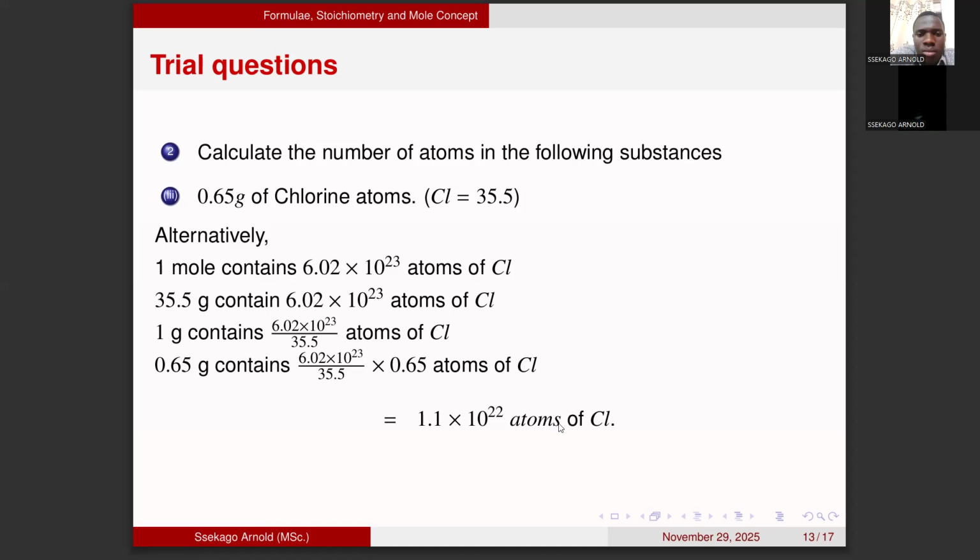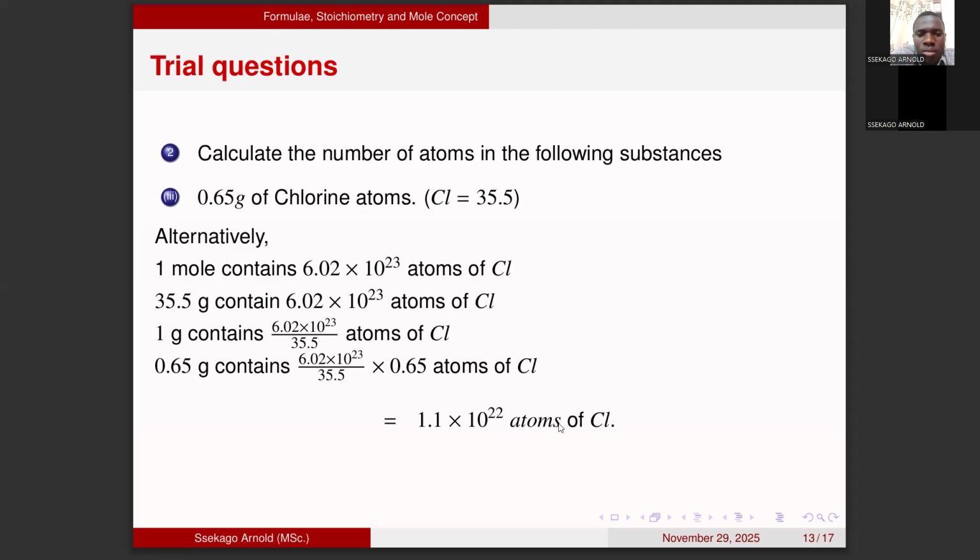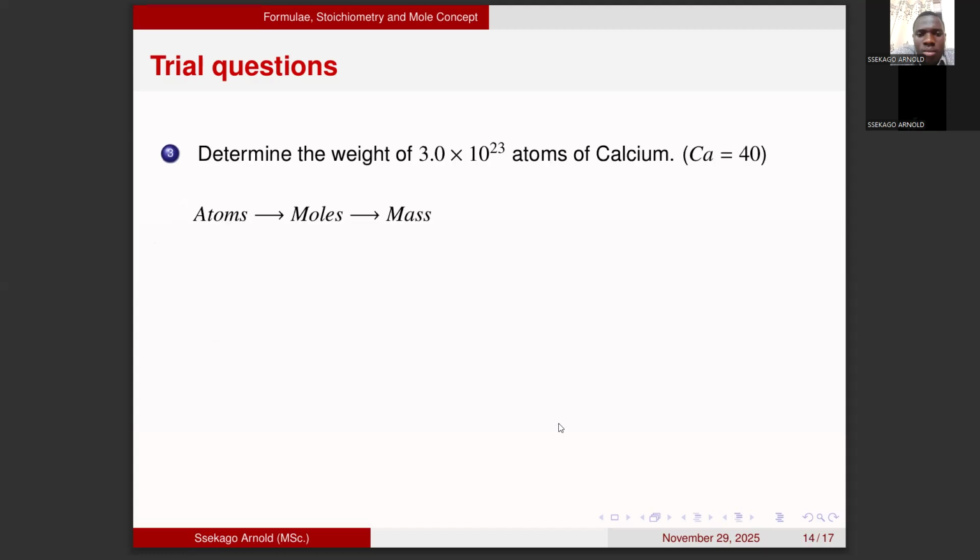I have endeavored to explain how it is worked out. That is for Roman 3, the item 2. Then next we have item 3.